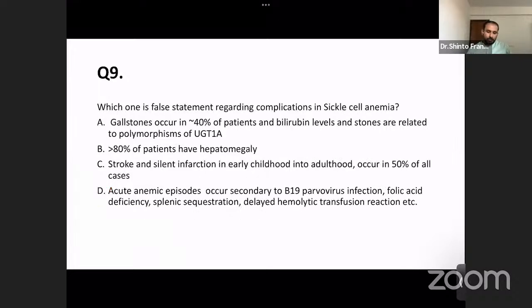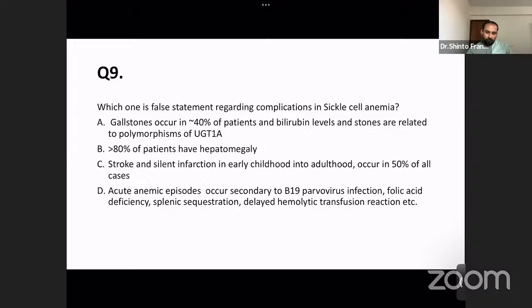Okay, so moving on to question number 9. Again, a false statement regarding complications of sickle cell anemia. These are all taken from the charts or tables in Harrison, as I said before. So even at the last moment of your revision, you have to go through the Harrison table and chart dedicated revision by the faculties in every main specialty, which will give you a crisp overview of the high yielding questions. Okay, so option A is gallstones in 40%, related to the polymorphism in UGT1A.